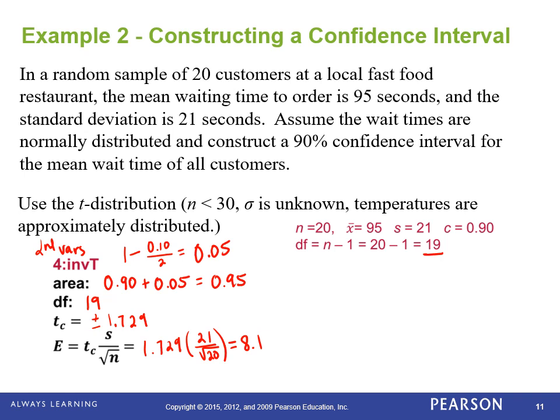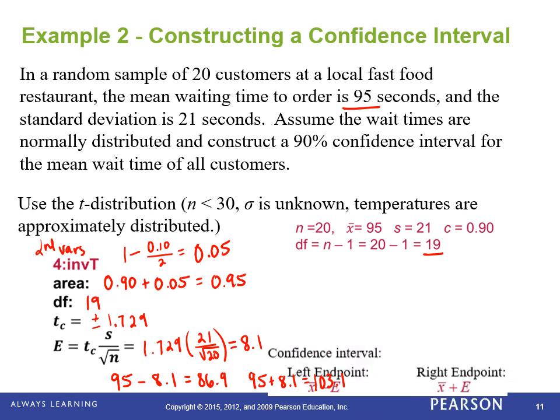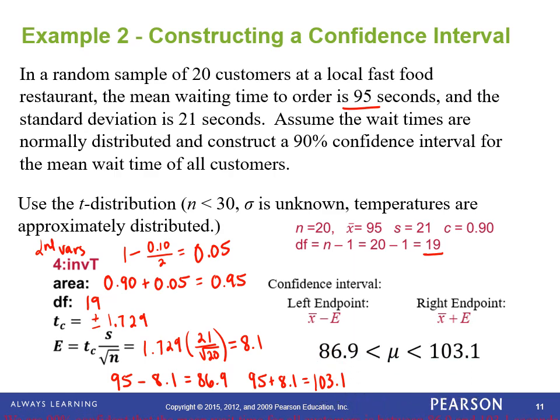So now if we go back to our mean, which was the 95 seconds, we're going to do our mean minus the 8.1, which gives us 86.9, and we're going to do our 95 plus our 8.1, and that's going to give us 103.1. Those are the two numbers that you want to write in our blanks.